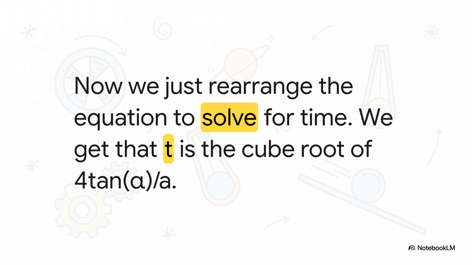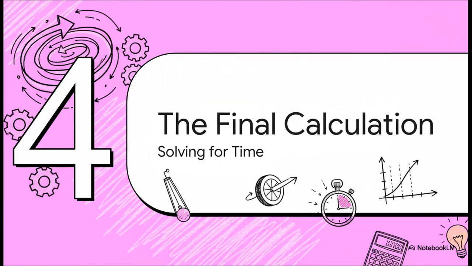We just rearrange the equation to get t all by itself. We find that t is the cube root of 4 times the tangent of alpha all divided by a. And that's it. We have our final formula. And there we have it, our final equation.